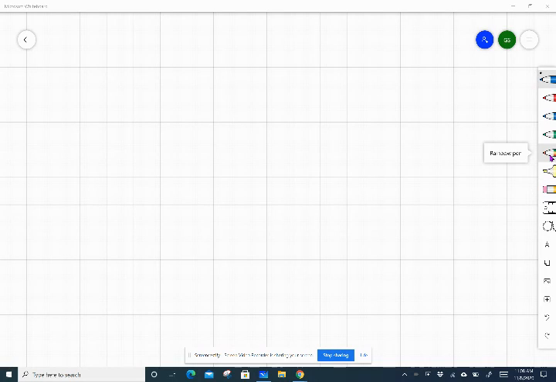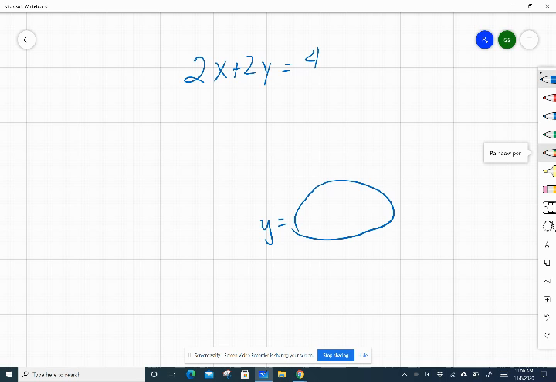This is a supplemental lesson I really need to go through so that everyone understands how we can change equations. We talked about it in 7th grade, or at least you did. So we know that if I have an equation that looks like this, 2x plus 2y equals 4, I want to change that so that y is all by itself and that it equals something.